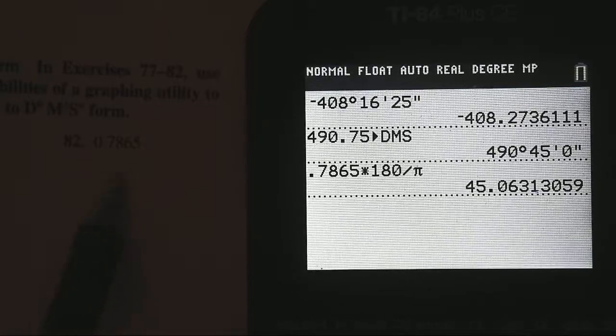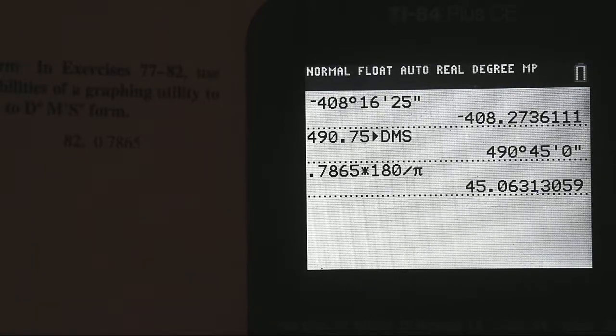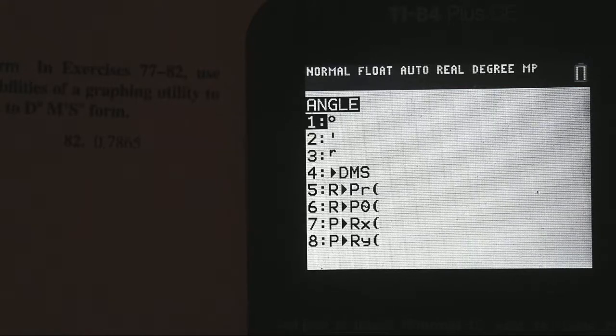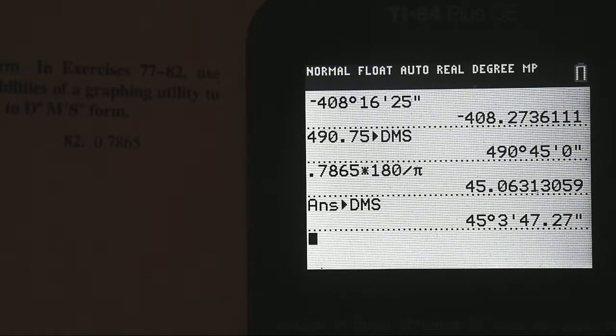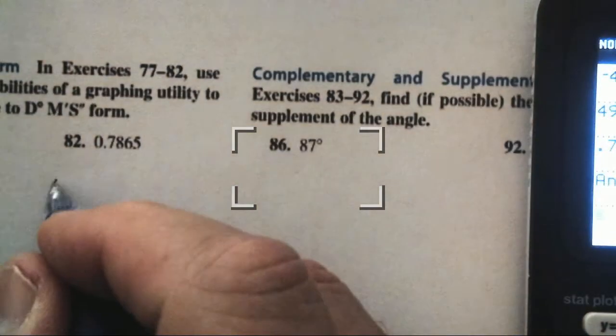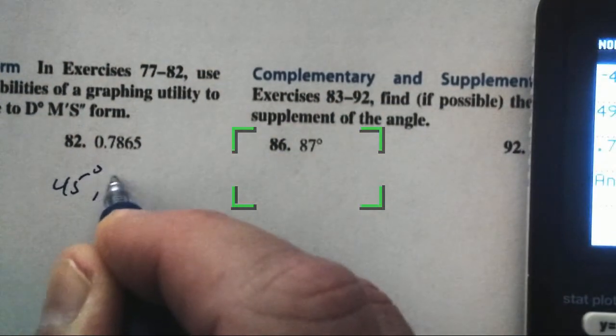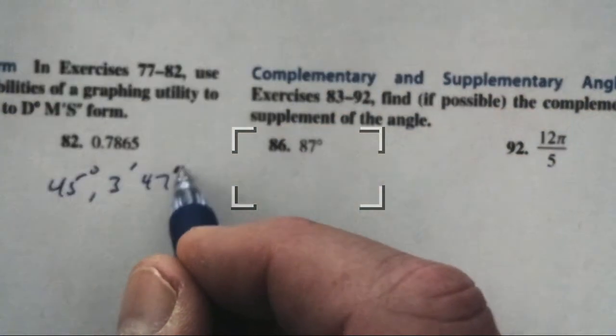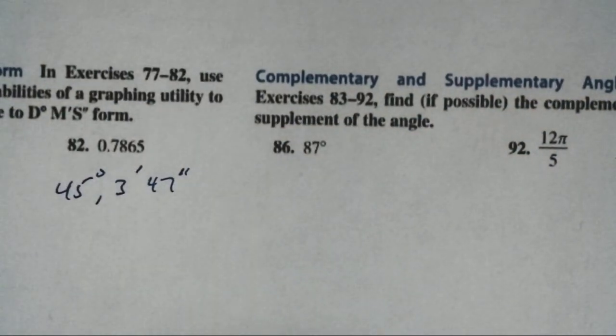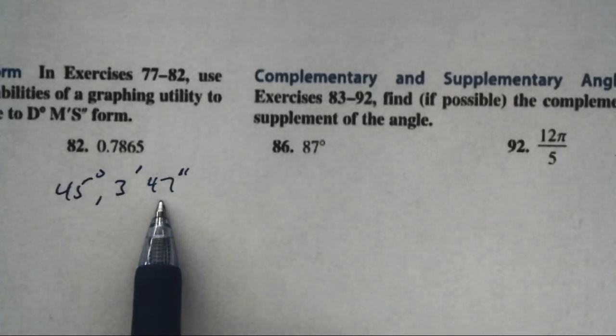If I just did it on the 0.7865 that we had here, the calculator is going to assume that we're giving them a degree measure. So second angle, DMS, and there's my degrees, minutes, seconds. So we get 45 degrees, 3 minutes, and I'm going to say 47. They have 47.27. I'm just going to say 47 seconds, rounds to 47 seconds. You could put the 0.27 in there. Generally, we stop at that point.